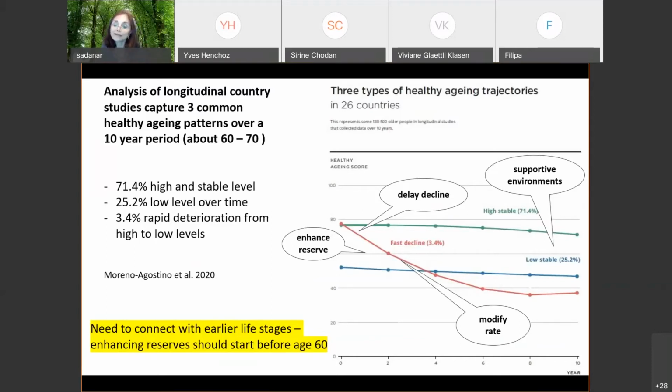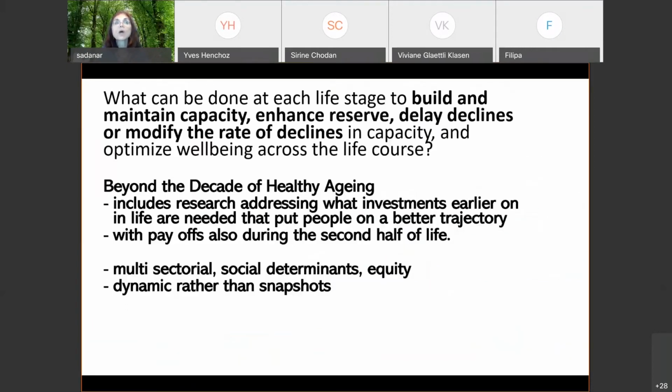But of course, a key question that is asked is, when does healthy aging begin? And we need to enhance reserve before the age of 60. And that's clearly why we also need to connect with earlier life stages. So part of our question is how we can do this to optimize well-being across the life course.